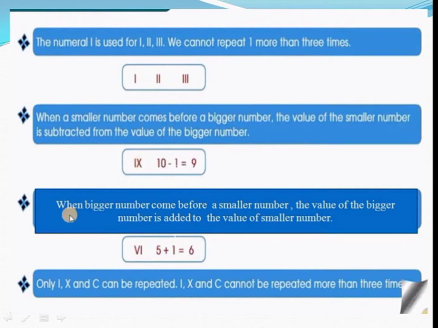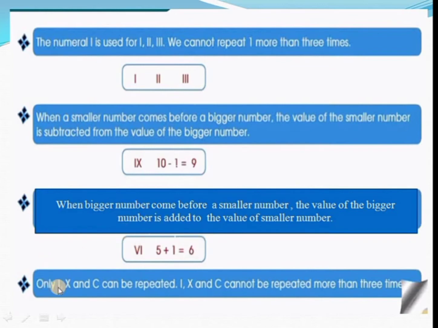Understood, children? Next one: when a bigger number comes before a smaller number, see here, the bigger number comes before the smaller number. V is 5 and I is 1. So when a bigger number comes before the smaller number, the value of the bigger number is added to the smaller number. So 5 plus 1 is equal to 6. You have to remember this: when a bigger number comes before a smaller number, we have to add.